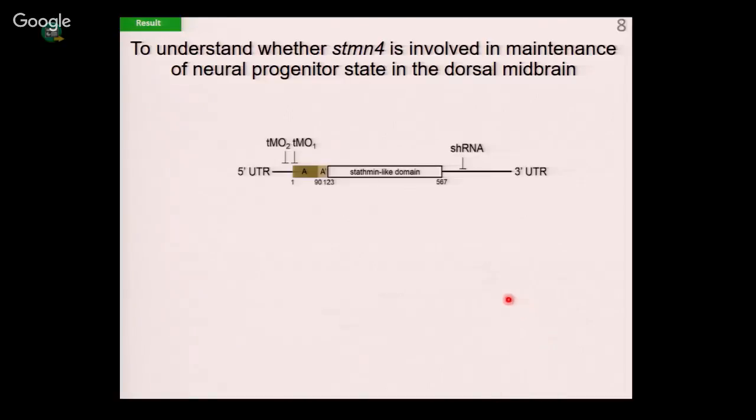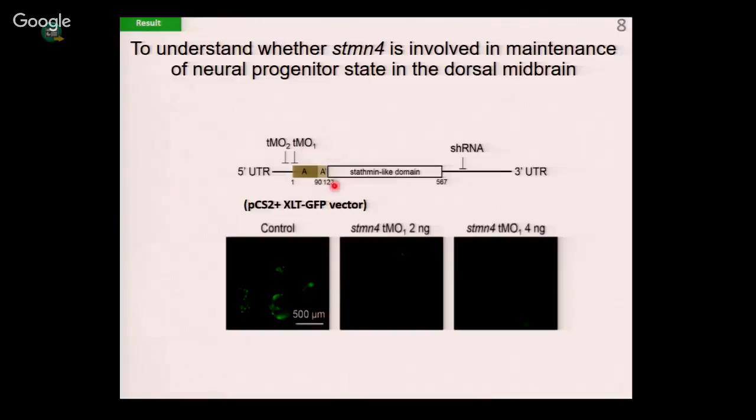Then they used two antisense translation-blocking morpholino oligonucleotides, MO, to know whether Stathmin4 is involved in maintaining the neural progenitor state in the dorsal midbrain. A morpholino oligonucleotide is a molecular structure that blocks other molecules by binding to a specific sequence of base pairing of RNA, about 25 base pairs, and is used as a research tool for knocking down gene function. In this paper, they designed two morpholino oligonucleotides: one targeting the start codon and another targeting the 5' UTR.